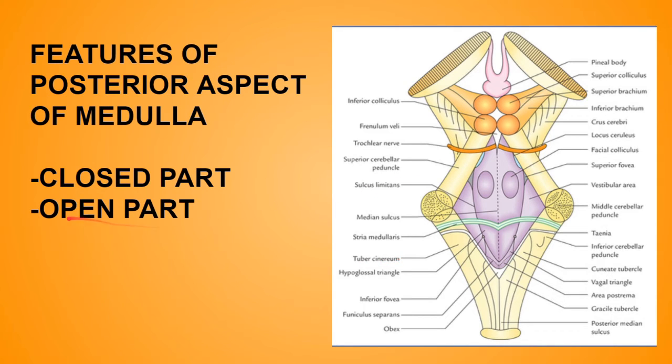The features of the open part of the medulla oblongata, or the upper part of it. It basically forms the lower part of the floor of the fourth ventricle and presents some features, like over here, as you can see, this is the median sulcus.